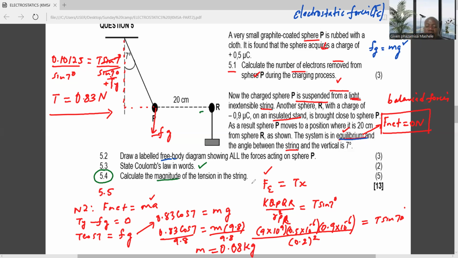If we wanted to know the mass of sphere P, I believe, guys, you are following. Right. Let us now continue.